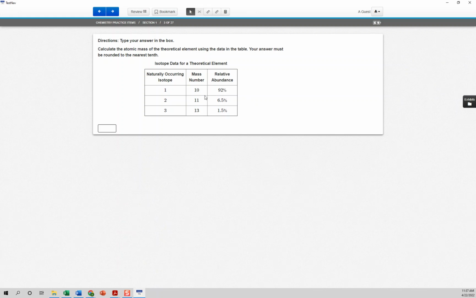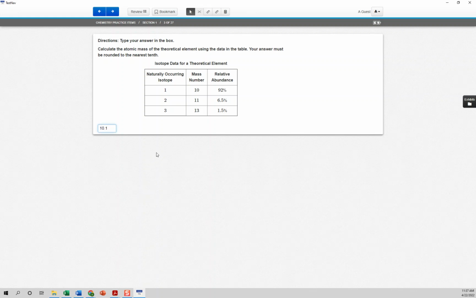Now the other way to do it is you could do 10 times 92 plus 11 times 6.5 plus 13 times 1.5, sorry, let me redo it. But then you would have to divide everything by 100. So you can either move the decimal place to the left twice for each of these and then multiply and add them all up, or divide by 100 at the end. Okay, either way is fine. But if you do it right, you should get 10.1.